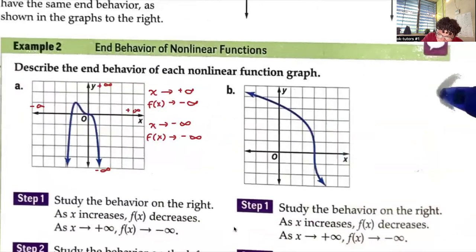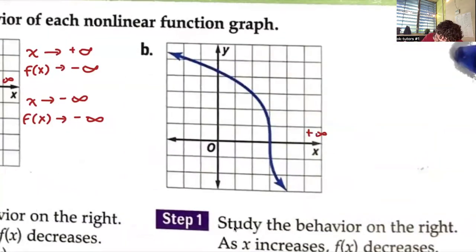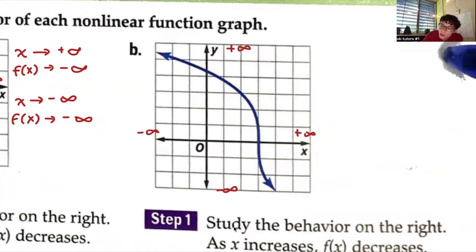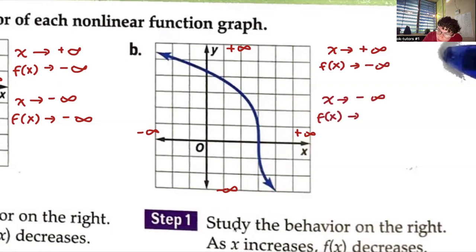Now look at this one. So when x tends to positive infinity, that is to the right. Where's the y going? Downwards, right? So this would be f of x, negative infinity. But when x tends to negative infinity, f of x is going to positive infinity, because when it goes to negative, where's the y going? Positive. So when x tends to negative infinity, f of x will tend to positive infinity.